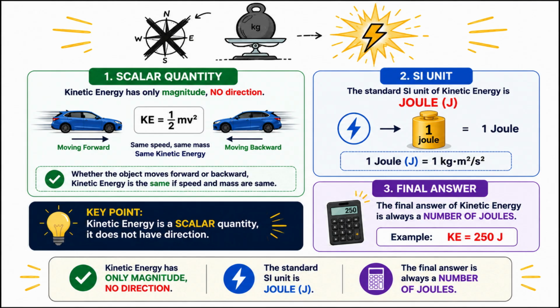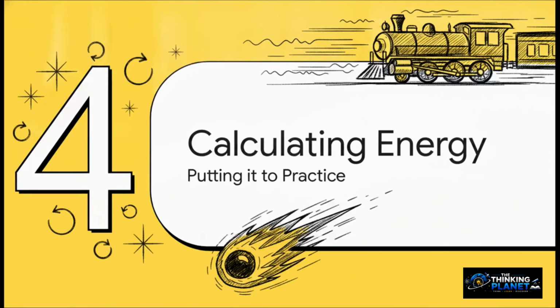But before we actually start crunching the numbers, we've got to remember the parameters of what we're actually calculating. Energy is a scalar quantity. In physics, that means it only has a magnitude, a size. There's no specific direction involved. And the standard SI unit we use to measure kinetic energy is the joule. So remember, your final answer is always going to be a number of joules.